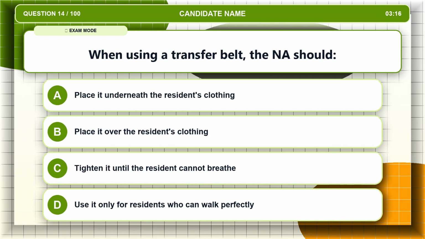Question 14. When using a transfer belt, the nurse should: Option A, place it underneath the resident's clothing. Option B, place it over the resident's clothing. Option C, tighten it until the resident cannot breathe. Option D, use it only for residents who can walk perfectly.